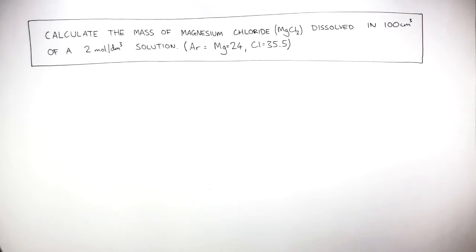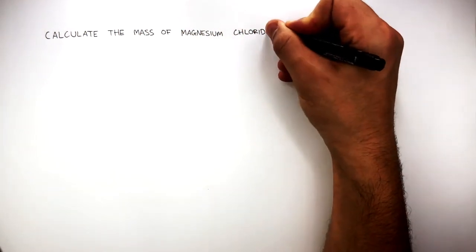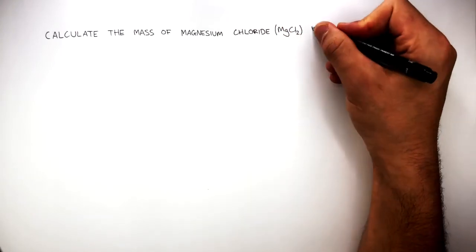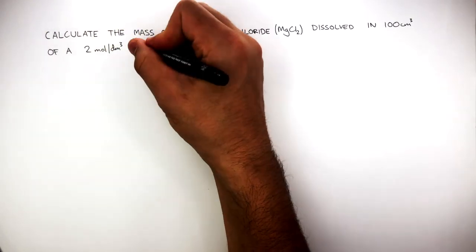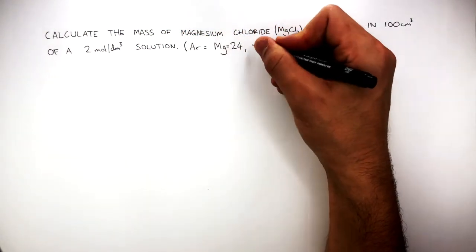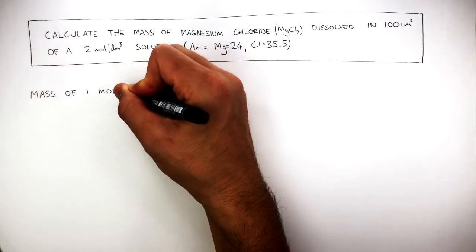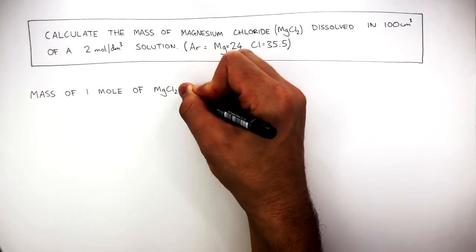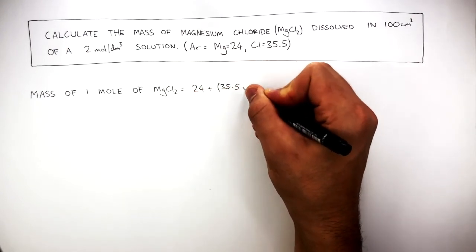In this next exam style question, we have to calculate the mass of magnesium chloride, MgCl2, dissolved in 100 cubic centimeters of a 2 mole per decimeter cube solution, and we have to use these atomic masses. The mass of 1 mole of magnesium chloride is figured out by doing 24 plus 35.5 times 2.